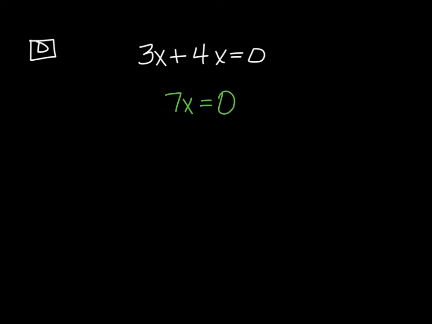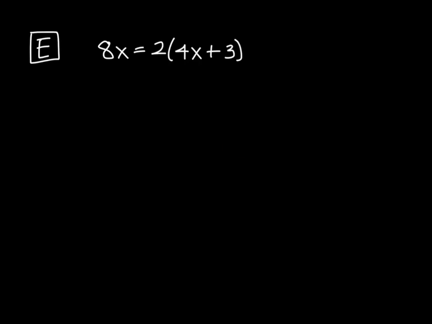And now the only thing keeping x from being by itself is the 7. And to undo that, that's multiplication. So to undo, I'm going to divide by 7. Let me switch colors. Divide by 7. And I'm going to cancel, and that's going to leave me with x equals 0 divided by 7. Doesn't matter how I cut 0 apart, it's still going to be 0. So x equals 0.